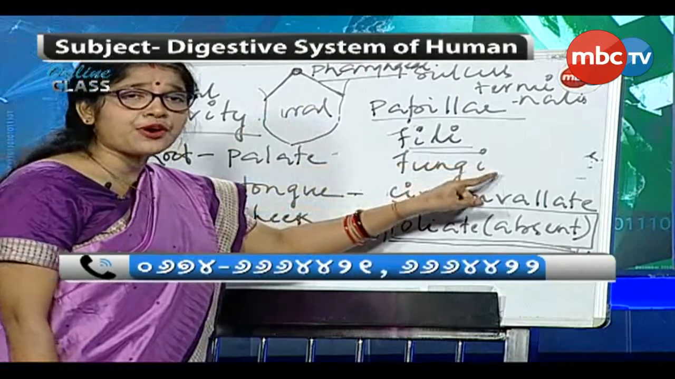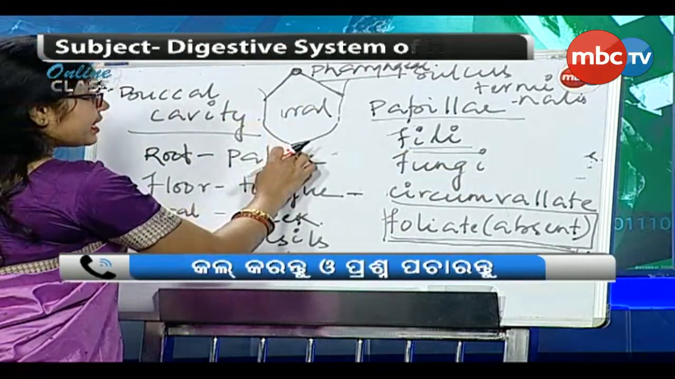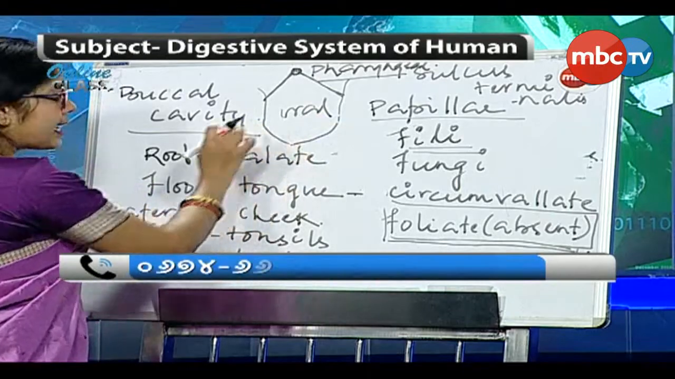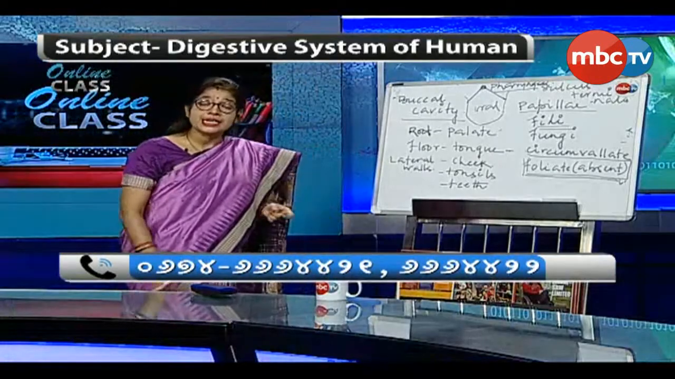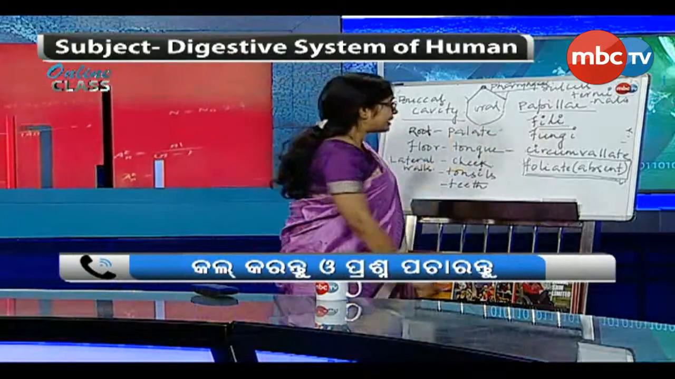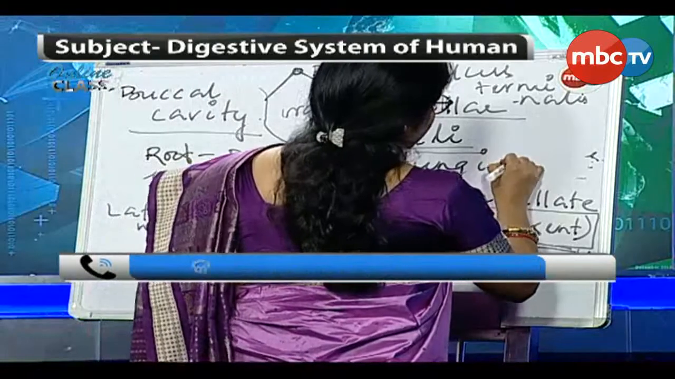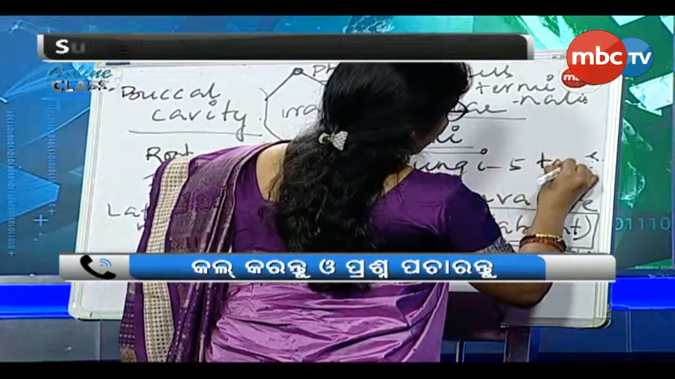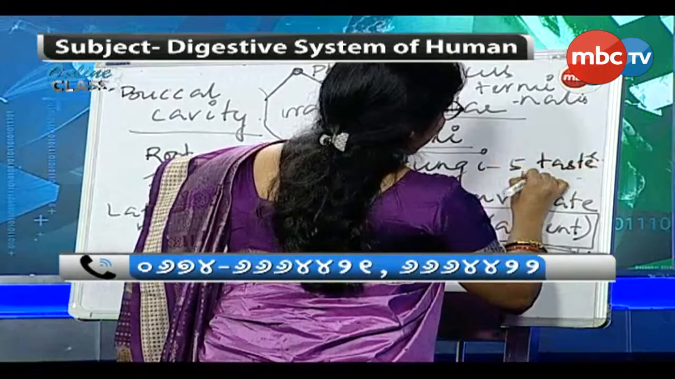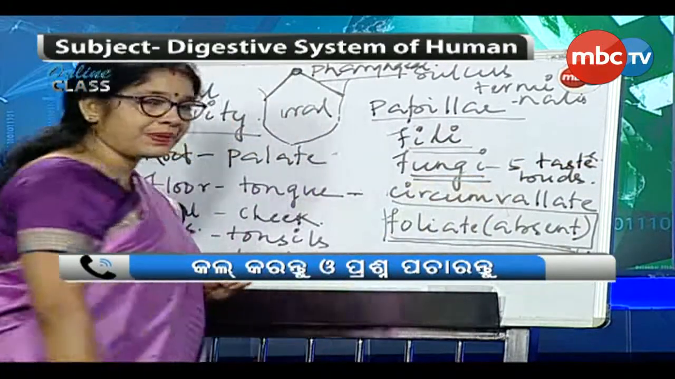Then second one is the fungiform. The fungiform papillae are present near the tip of the tongue, and they are with taste buds. Each fungiform papilla contains approximately 5 taste buds. 5 taste buds are present in each fungiform papilla.